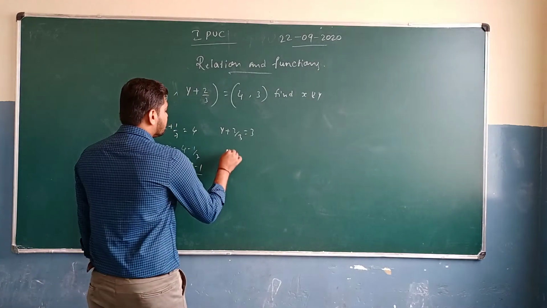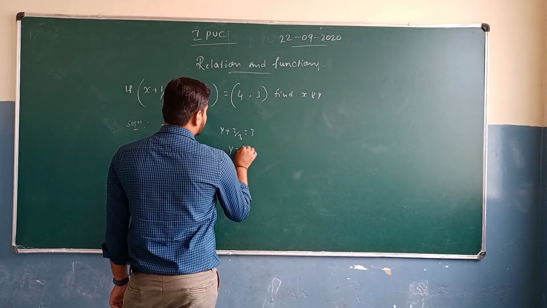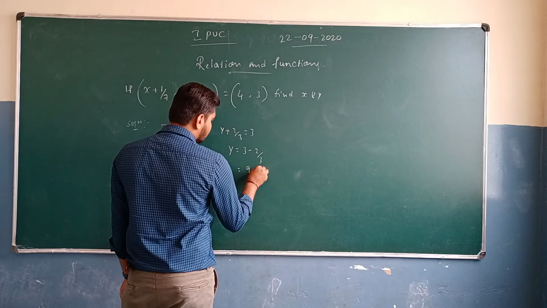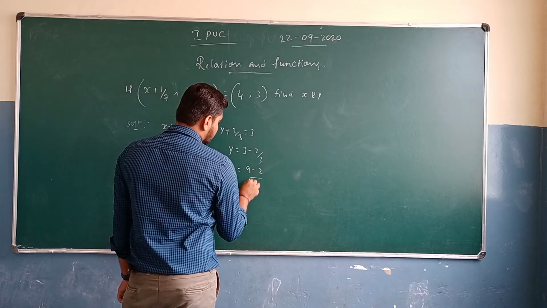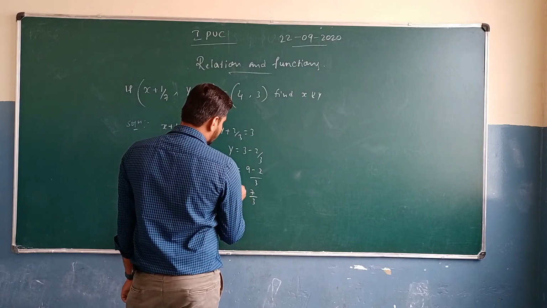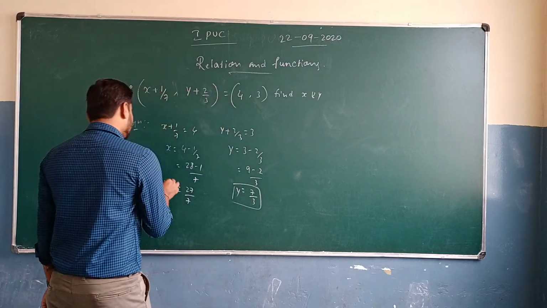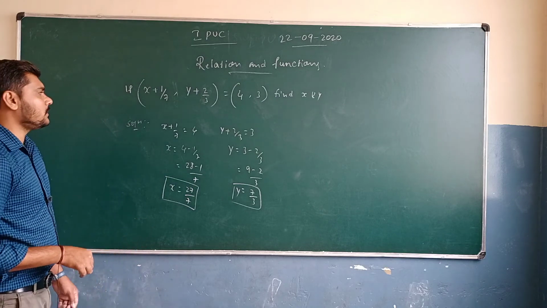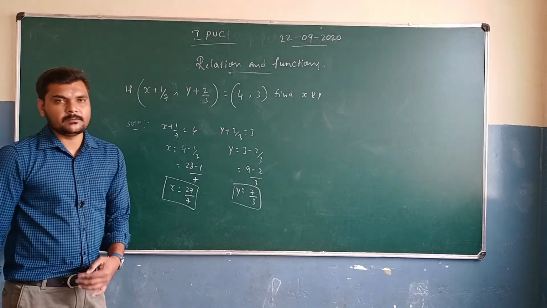So for y, we have y is equal to 3 plus 2/3. When you take the LCM, it is going to be (9 + 2)/3. So that's going to be 11/3. So y is going to be 11/3 and x is going to be 27/7. Okay. So just pause the video and note it down.